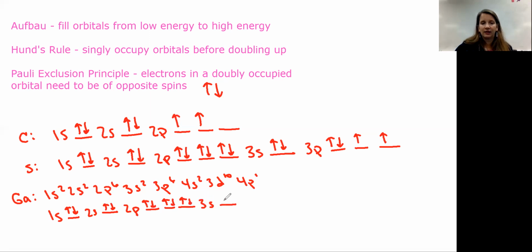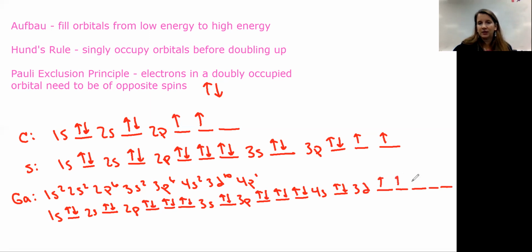3s, 1 line, 2 arrows. 3p, 3 lines, 6 arrows. 4s, 1 line, 2 arrows. 3d, 5 lines. All of my ups first, and then I'm going to go back and do my downs. And then it's 4p, I need to have 3 lines, but just 1 has an electron in it. The other 2 are empty, okay?